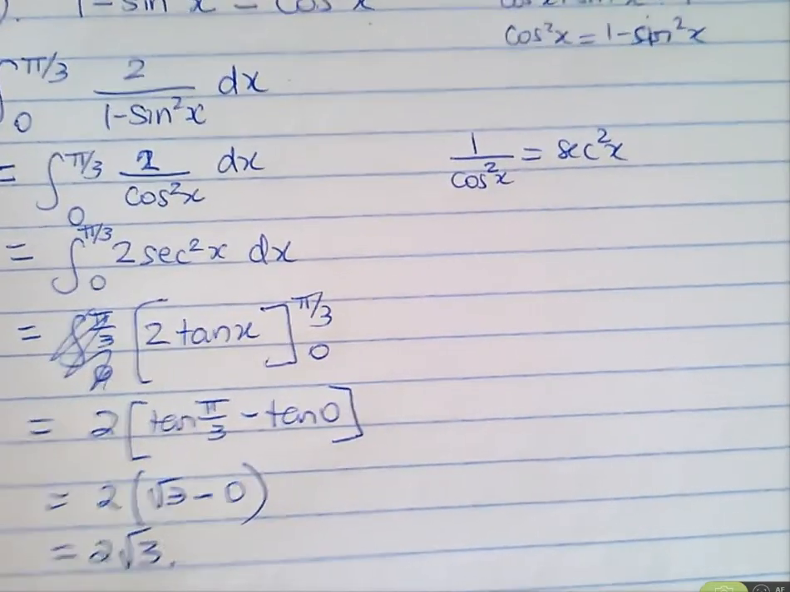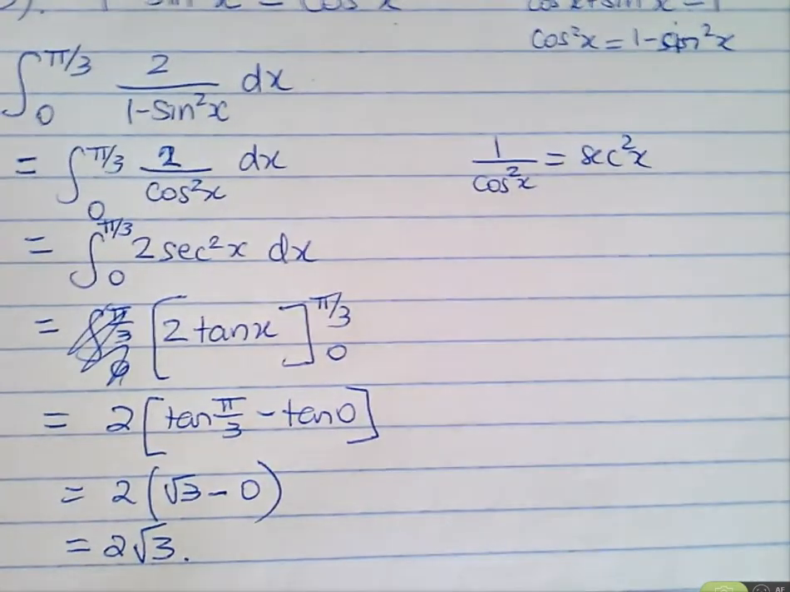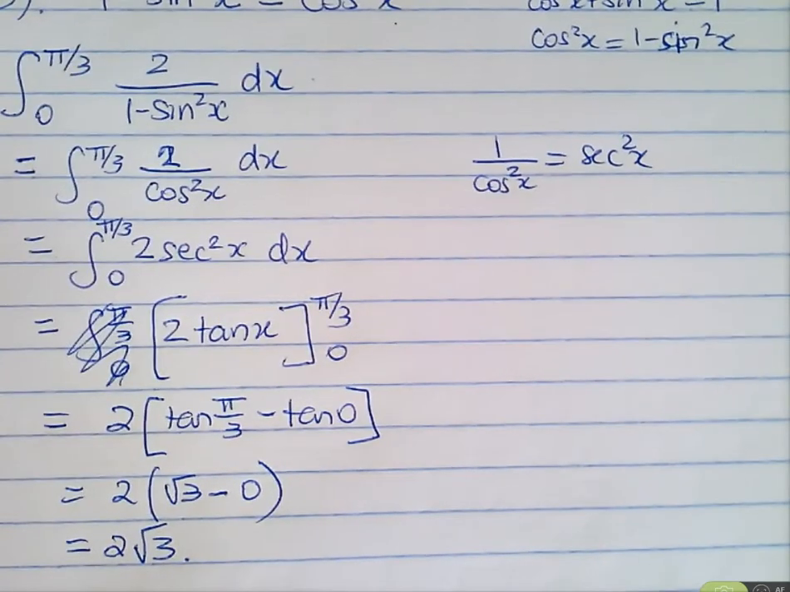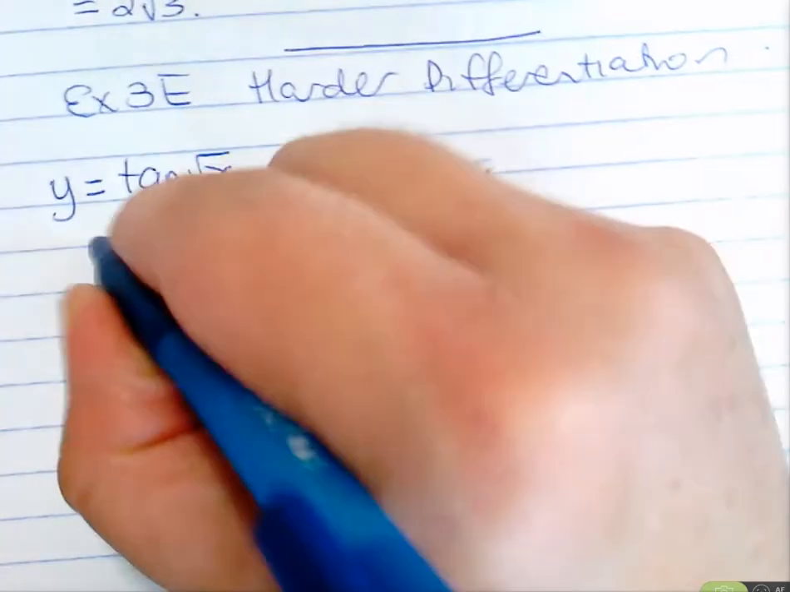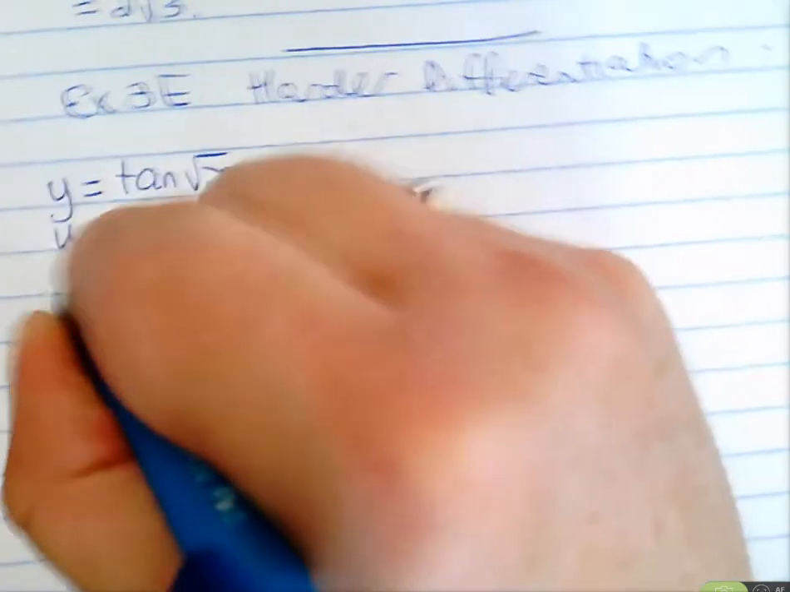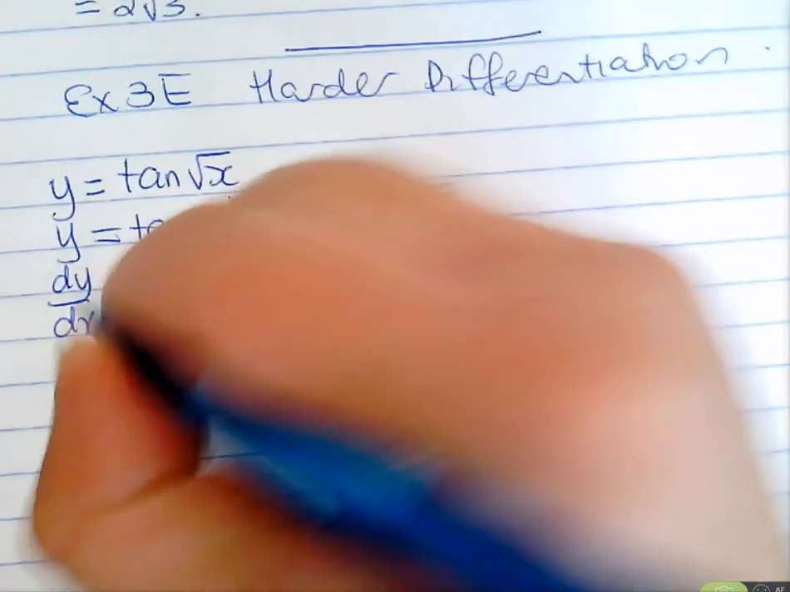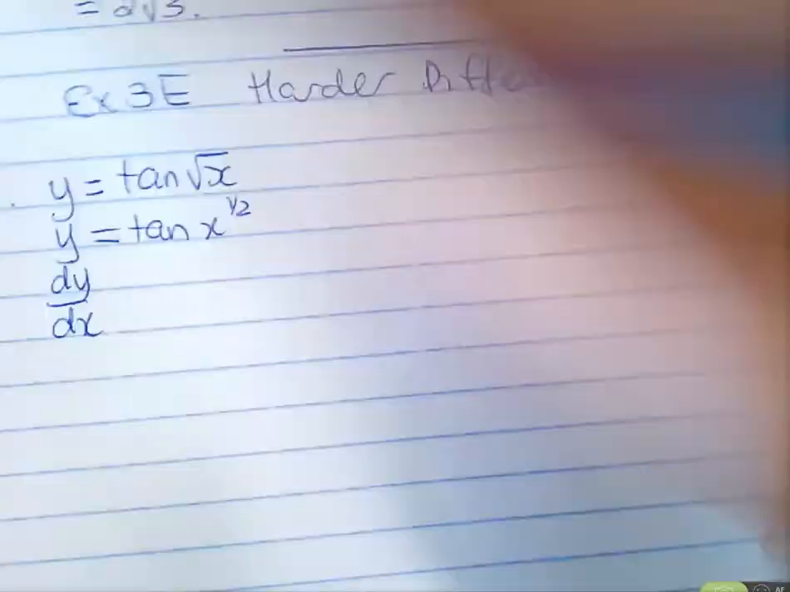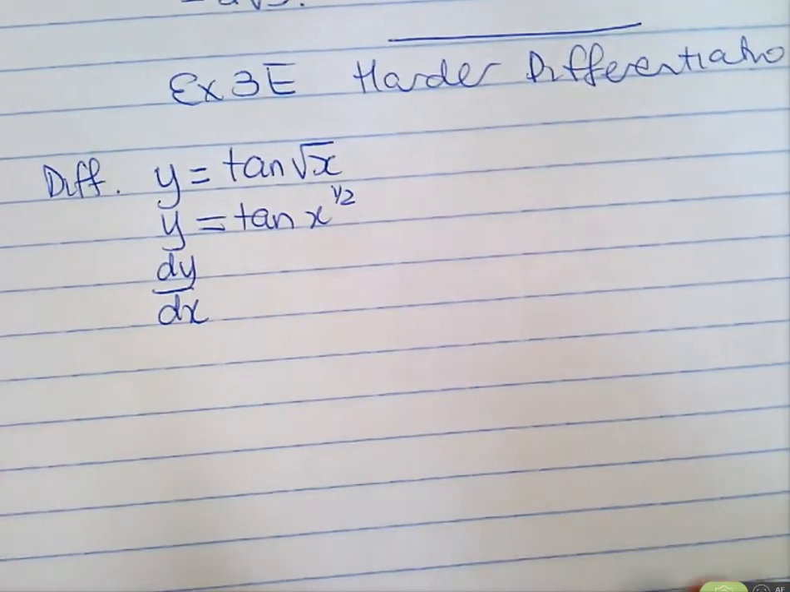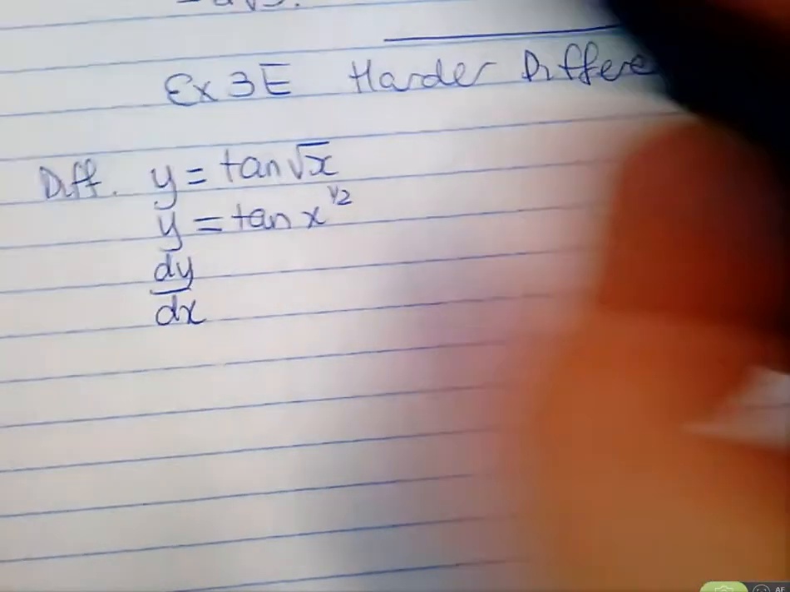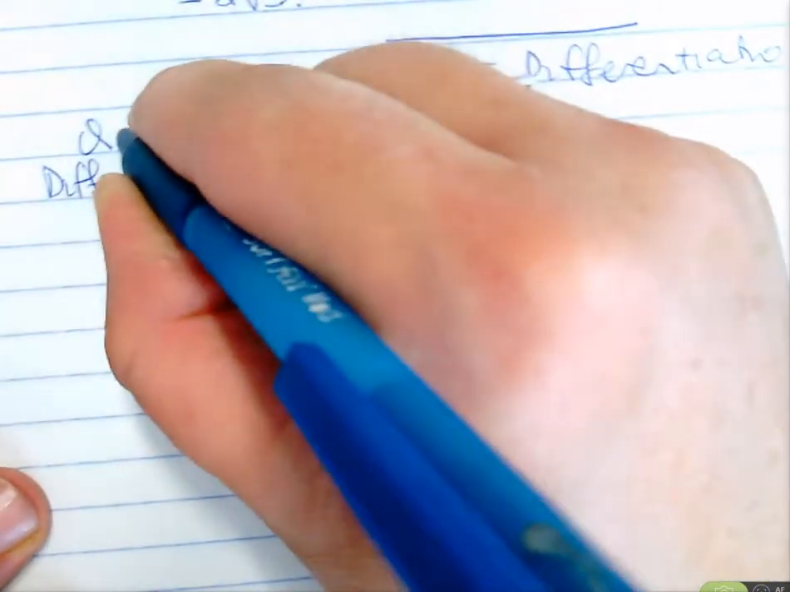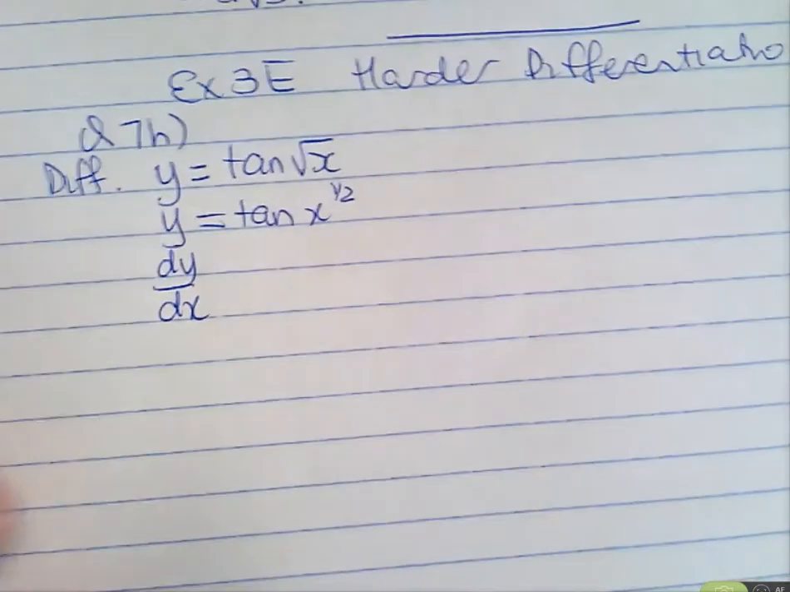Now you can't do question 7 because that is logs. So forget 7 and 8, you can't do. So it's not hard. You know what to do now? dy dx. So you're differentiating that. So differentiate that. That is exercise 3E, question 7H.